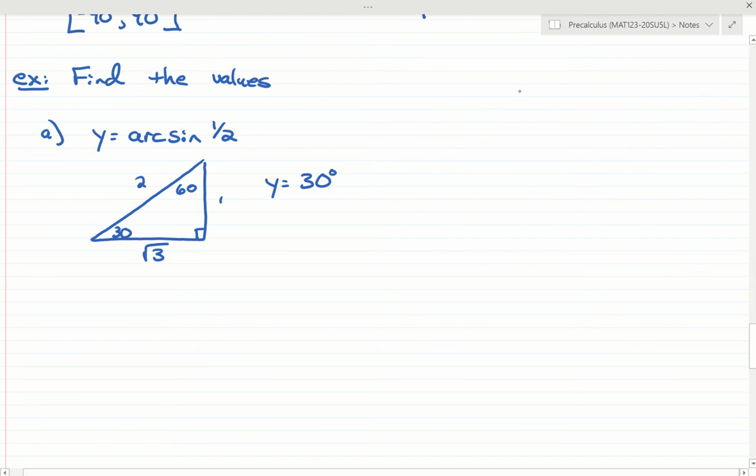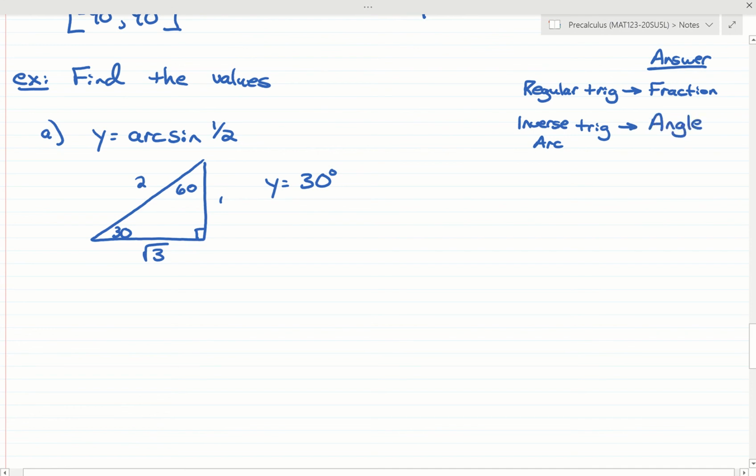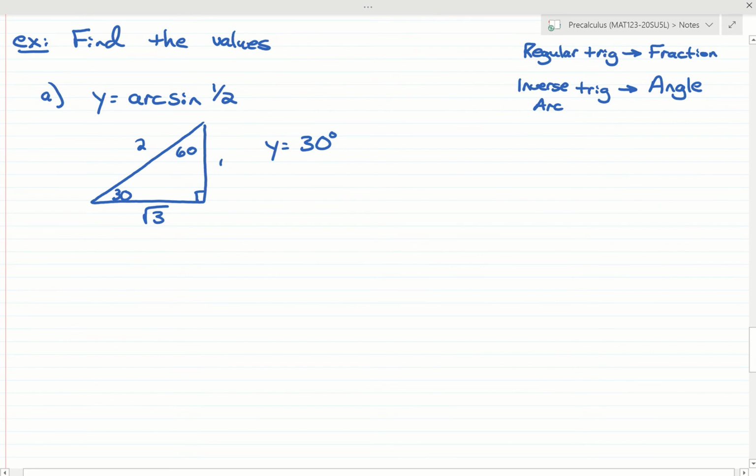And just as a little bit of a refresher, whenever we're dealing with regular trig, that's always going to give us a fraction or a ratio. That's what the answer is going to look like. Whenever we're working with inverse or arc trig, our answer is always going to be an angle. So y value would be 30 degrees. The sine of 30 degrees is 1/2.